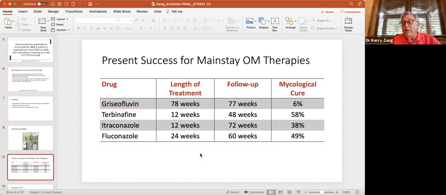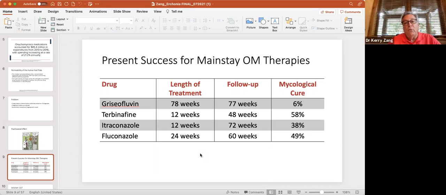And they're not without the toxicity and side effects on the liver enzymes. You should go ahead and get liver enzymes before you place the patients on this.